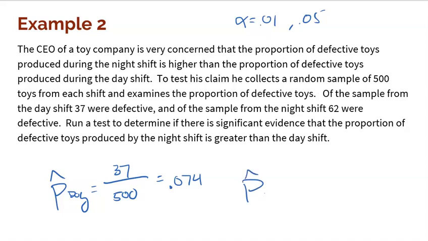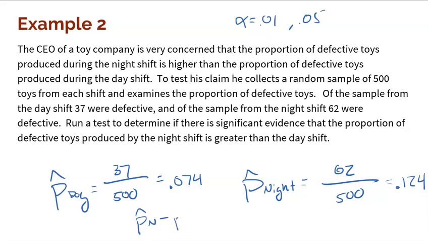What about the night shift? All right, let's look at the night shift here. The proportion from the night shift. Out of the 500 toys that they grabbed from the night shift, 62 are defective. And that is 0.124. So the first thing I notice is that there clearly is a difference. And I always like to do it in an order that gets me a positive number. So night shift minus day shift is 0.124 minus 0.074 is 0.05. Works out to be exactly a 5% difference.